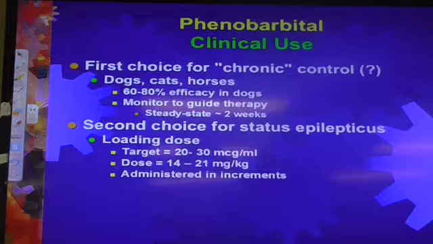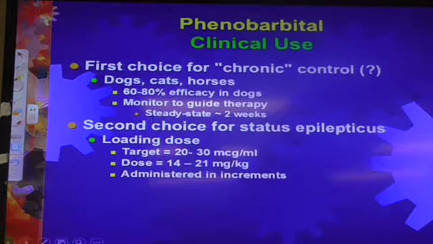And that's nice if you're transitioning from status epilepticus to maintenance control. So when we look at the role of phenobarbital, the clinical use is largely chronic, first choice chronic for all species, including probably exotics. Monitoring should be used. Steady state takes about 2 weeks, and so you can generally see about 80% efficacy if you use monitoring to guide your therapy in dogs. So it can be a very effective anticonvulsant.